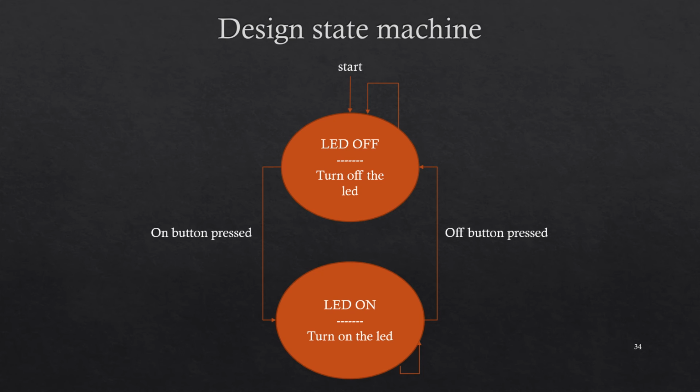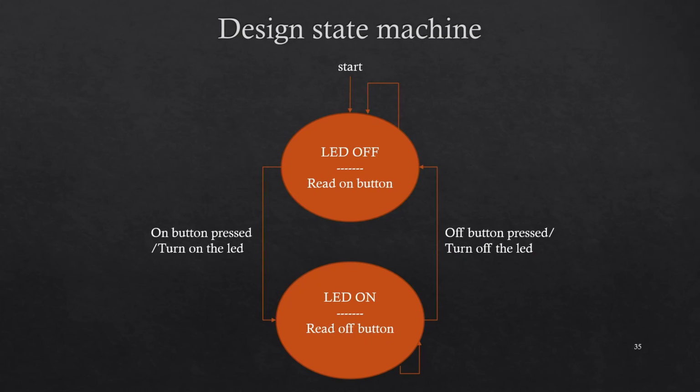Now let's take this design and improve it a little bit. This is good, but it's not good enough. In this version, we have modified the state machine a little bit. We have optimized the program. The start is the same, but we have added the action of turning on the LED only during the transition from the off state to the on state.